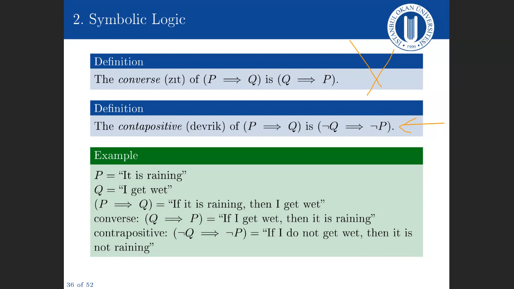So let's look at an example first. If P is the statement "it is raining", and Q is the proposition "I get wet", then P implies Q means if it is raining, then I get wet. The converse is if I get wet, then it is raining. That's not logically the same as P implies Q. The contrapositive is if I do not get wet, then it is not raining.